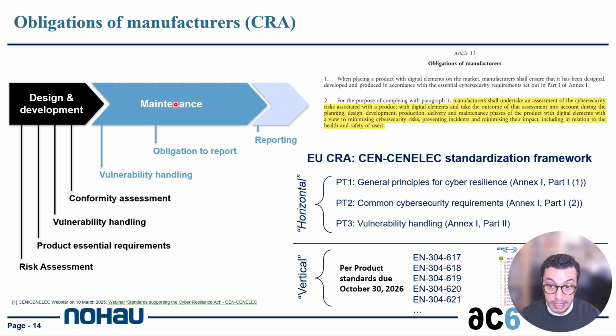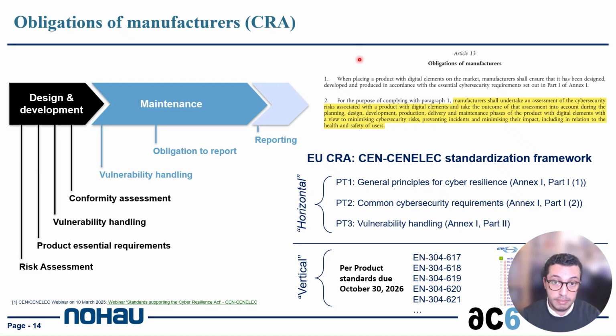So to support this, as we explained before, there is a standard framework being built around the CRA: PT1, PT2, and PT3. PT1 covers the general principles for cyber resilience, which is the secure by default or secure by design mindset. PT2 defines how to implement the Annex 1 cybersecurity requirements, and PT3 defines the vulnerability handling in line with Annex 1, Part 2.